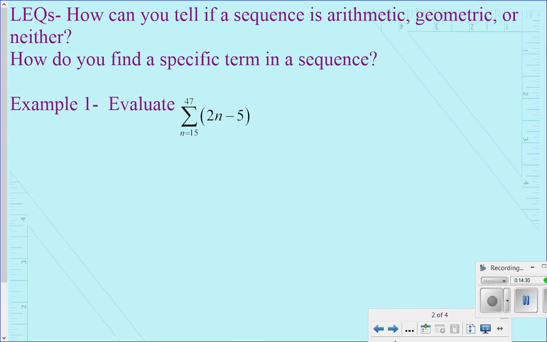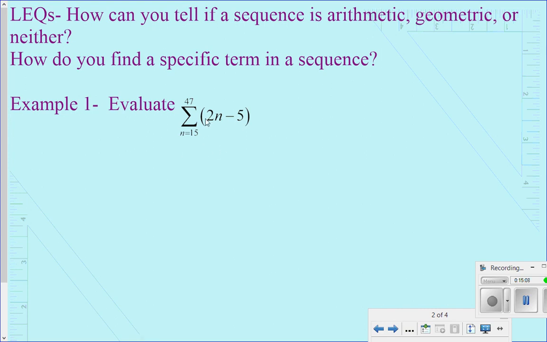You should at this point hopefully know, just by looking at a series in sigma notation, what kind of series it is. Here's what I mean by that. When the equation is linear, then the sequence or series, the series but based on the sequence, should be arithmetic. When the equation has a variable exponent, when it's exponential, then the series is a geometric series. And when the equation is anything besides linear or exponential, then it's going to be a neither series.